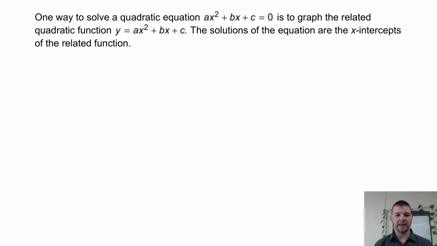One way to solve a quadratic equation, ax squared plus bx plus c equals 0, is to graph the related quadratic function y equals ax squared plus bx plus c. The solutions of the equation are the x-intercepts of the related function.